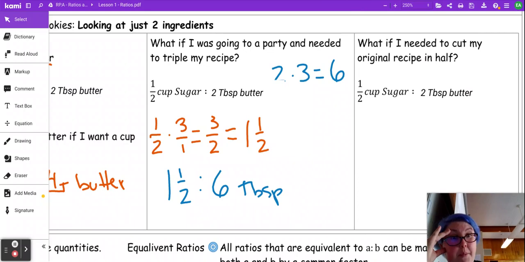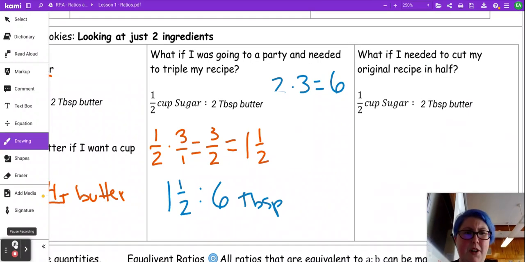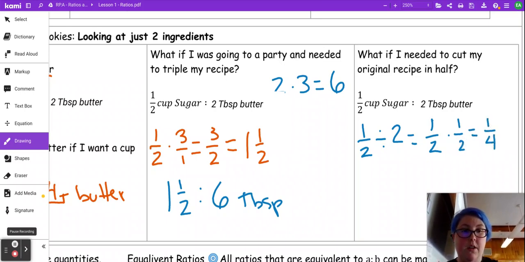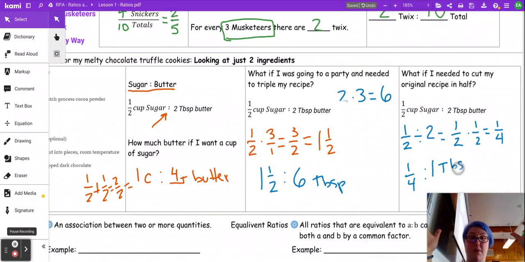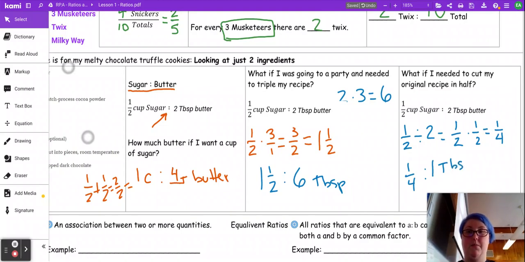But now, oh gosh, what happens if we need to make a smaller amount? We need a half batch. What happens? Oh no, we want half. So instead of multiplying, we're going to divide by 2, because if we rip our paper in half, we get 2 halves. So that would be 1/2 times 1/2, which gives us 1/4. So we have 1/4 cup of sugar to 1 tablespoon of butter. No matter what we do, if we make more or we make less truffles, it's still going to be the same.